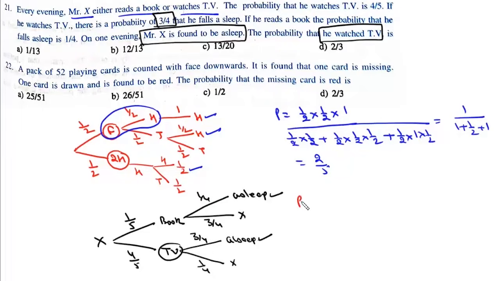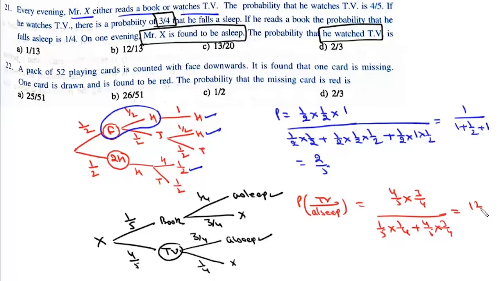So, this probability that he was watching TV, if it is found that he was asleep, this is going to be, now this case in the numerator, which is 4 by 5 into 3 by 4 upon, now these two cases, which is 1 by 5 into 1 by 4 plus 4 by 5 into 3 by 4. Now this is simply 12 by 13, and that's your option B.